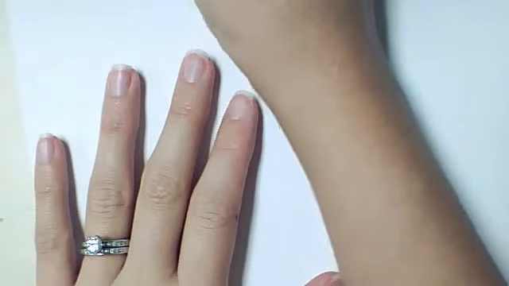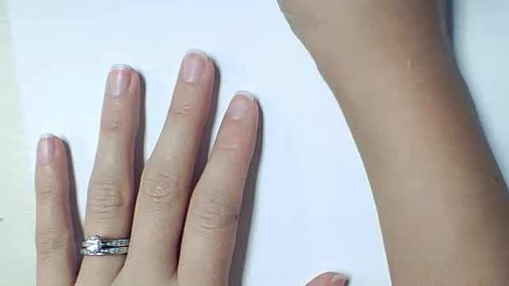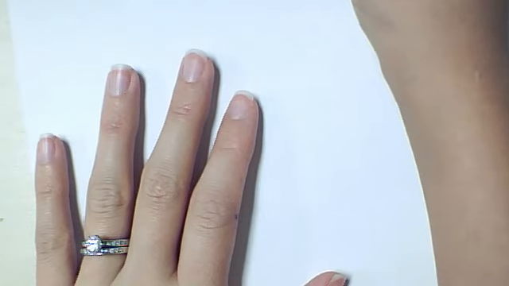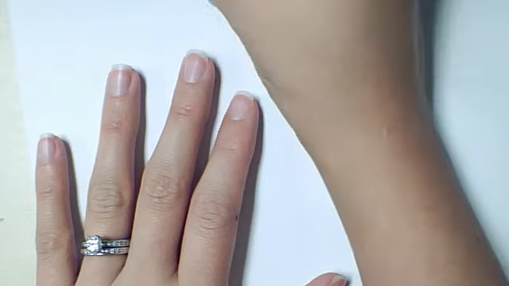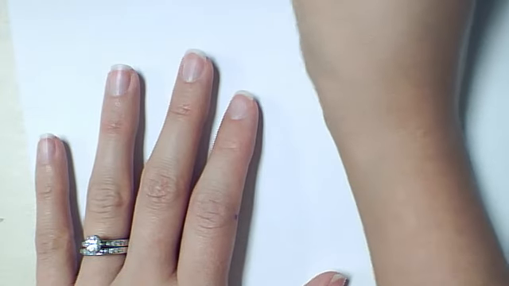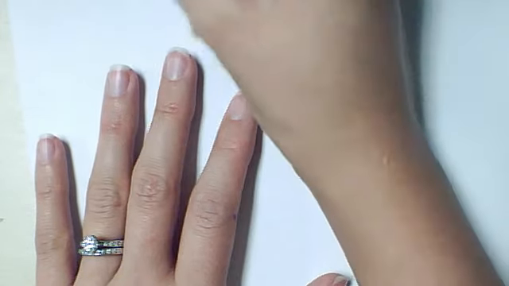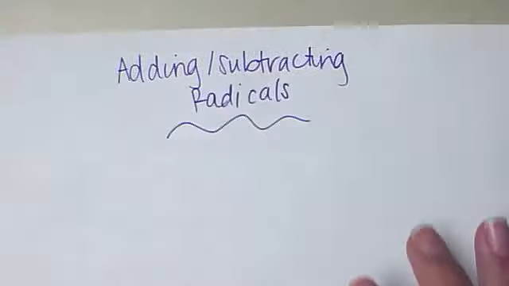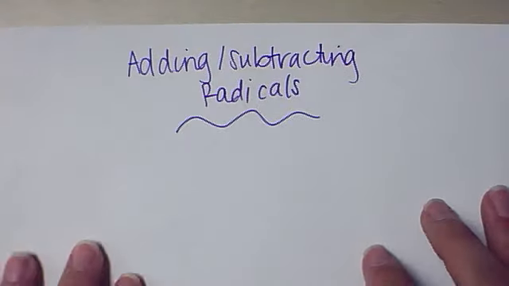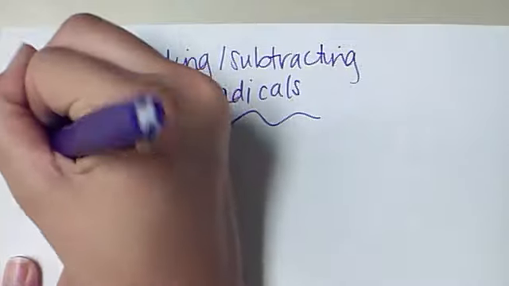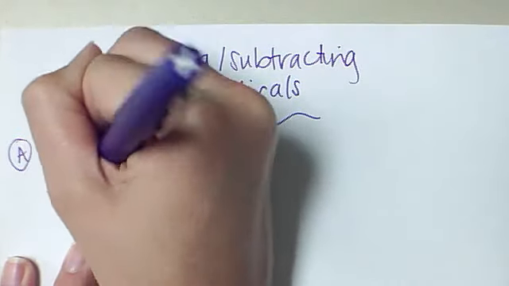Today's lesson is about adding and subtracting radicals. And we talked before about what radicals are and how we can simplify those, so we'll want to review that today and then extend that idea to adding and subtracting. So part A, let's start with just the adding.